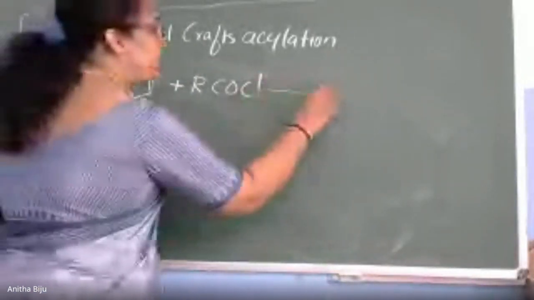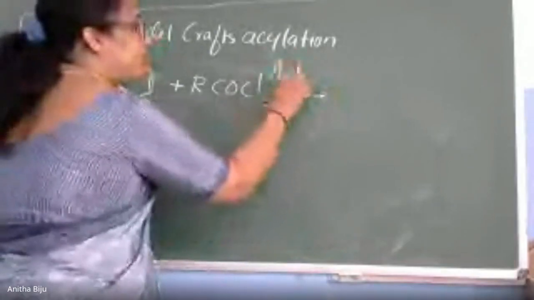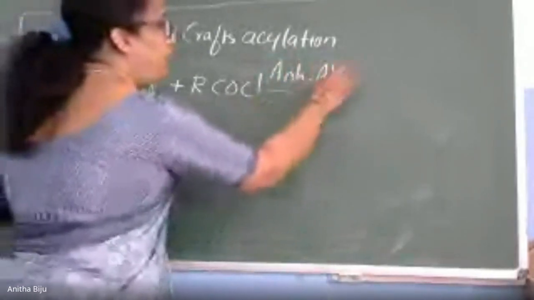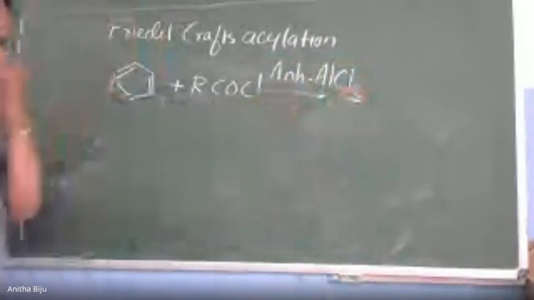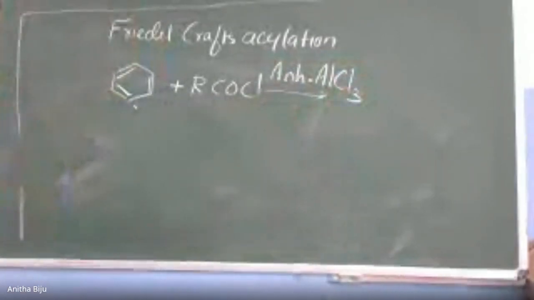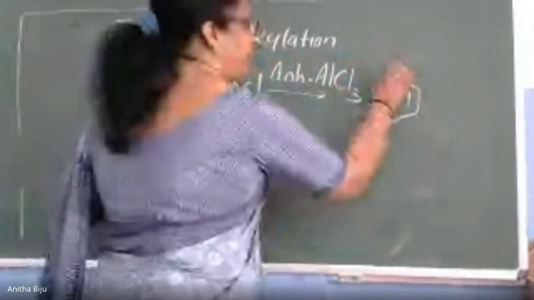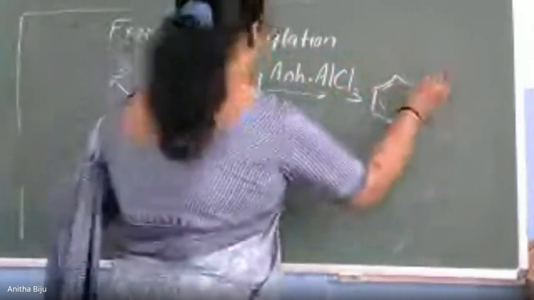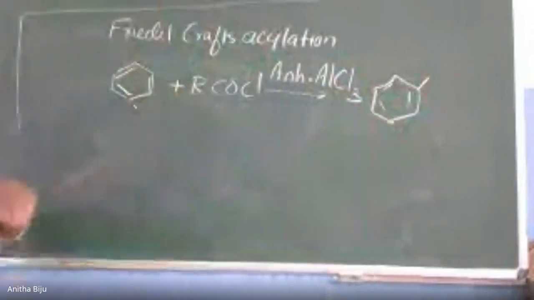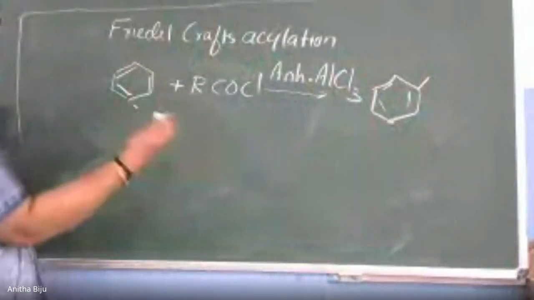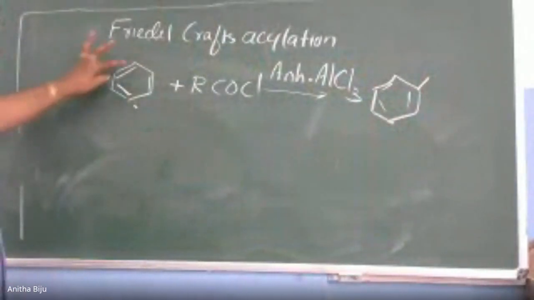And the catalyst is anhydrous aluminum chloride. It is a common catalyst. And when these two react together, we get a ketone. I'll write the product. See how it is removed? Substitution, how it happens, I will show you.